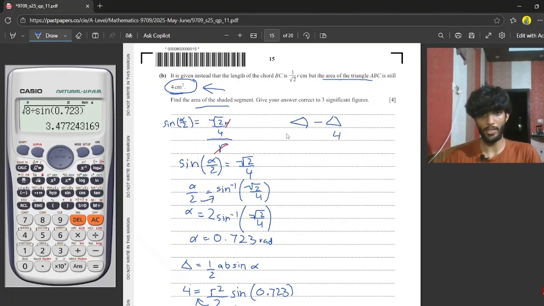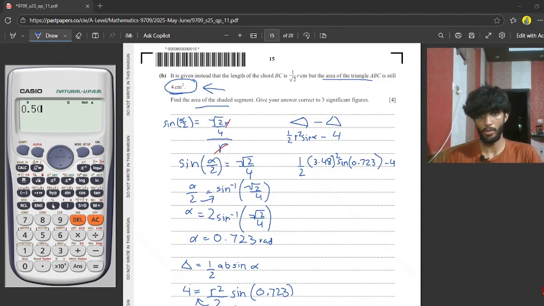But what is the area of the sector? That is 1 by 2 r squared sine alpha. Okay, so it's going to be 1 by 2, 3.48 squared, times sine 0.723 minus 4. Let's solve all of this out, see what we get. So we got 0.5 times 3.48 squared sine 0.723 minus 4. We do this and we get this answer. 6.3. Did I do this right? I think I did this right. So it's going to be 6.345 times 10 raised to the power negative 3.